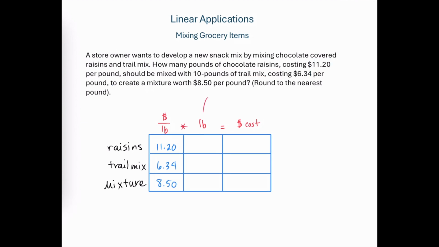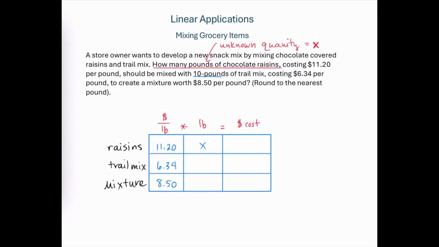Now let's see if we can find what we need to put in this pounds column. Rereading the problem, we see the question, how many pounds of chocolate-covered raisins? Well, this is our unknown quantity, and the unknown quantity is what we want to assign the variable x to. So we don't know how many pounds of chocolate-covered raisins.